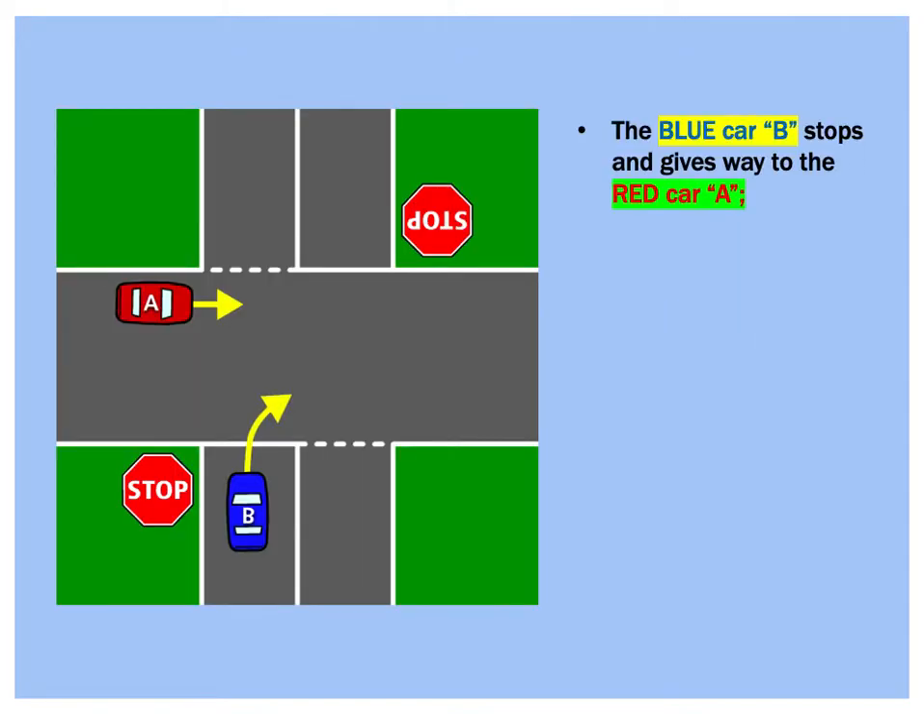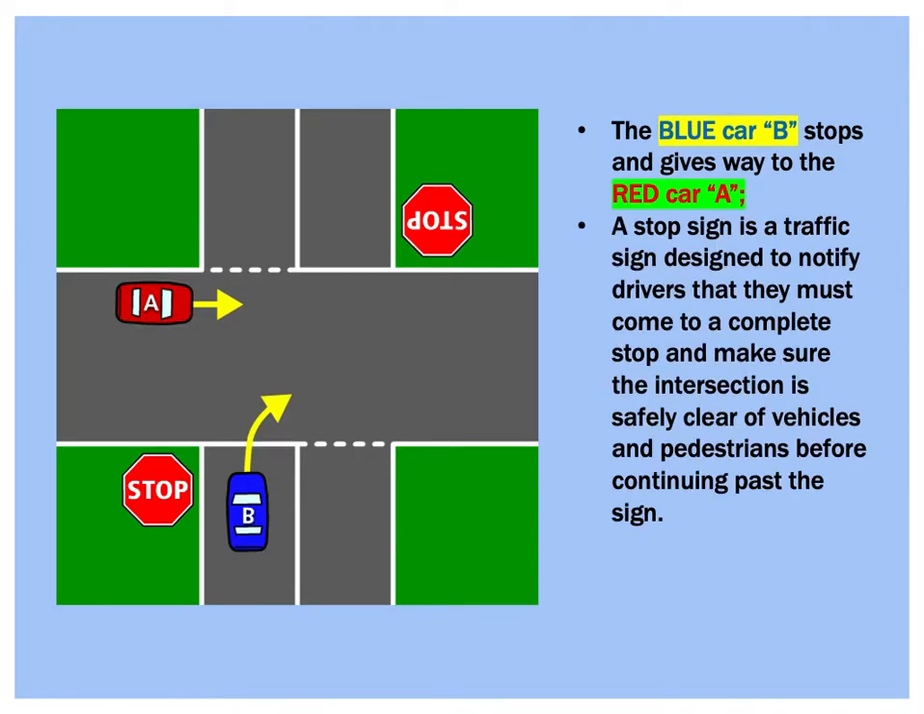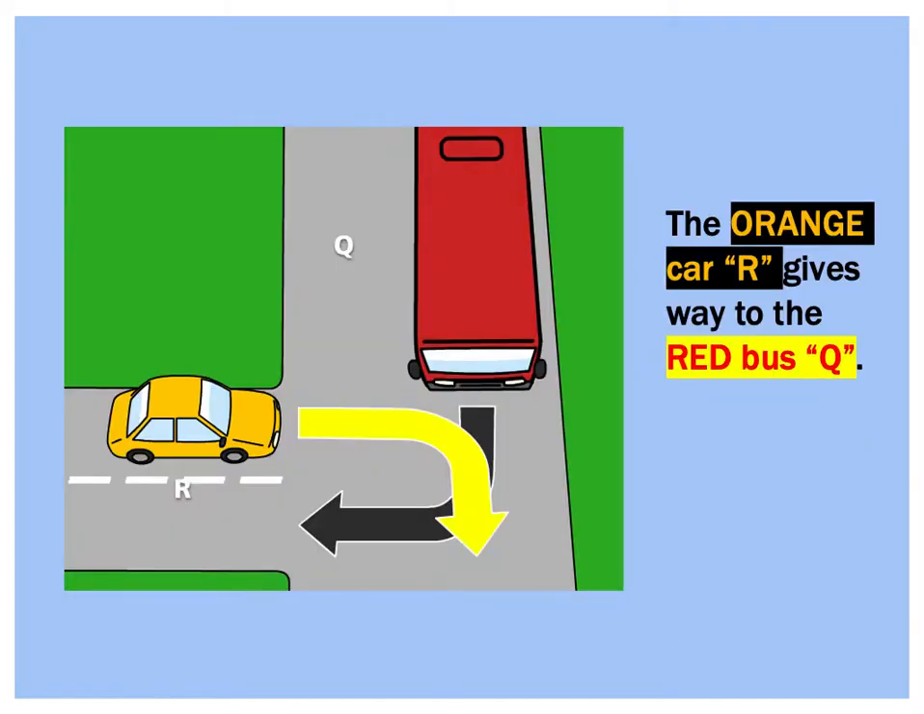The blue car B stops and gives way to the red car A. A stop sign is a traffic sign designed to notify drivers that they must come to a complete stop and make sure the intersection is safely clear of vehicles and pedestrians before continuing past the sign.